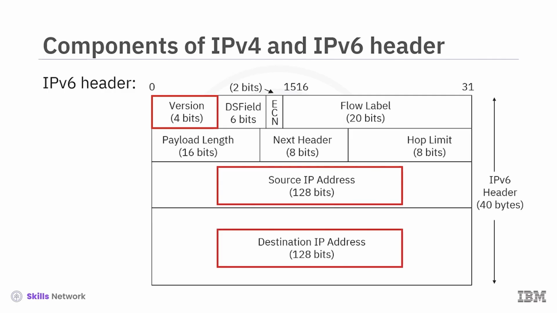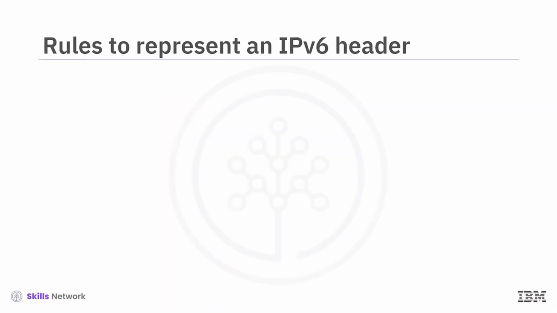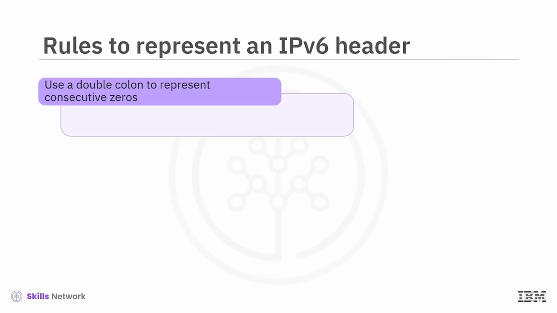Let's now look at the rules to represent an IPv6 address. You don't need to specify leading zeros in the address. You can use a double colon to represent any number of consecutive zeros. For example, instead of writing 0:0:0:0:0:0:0:1, you can use a double colon 1.